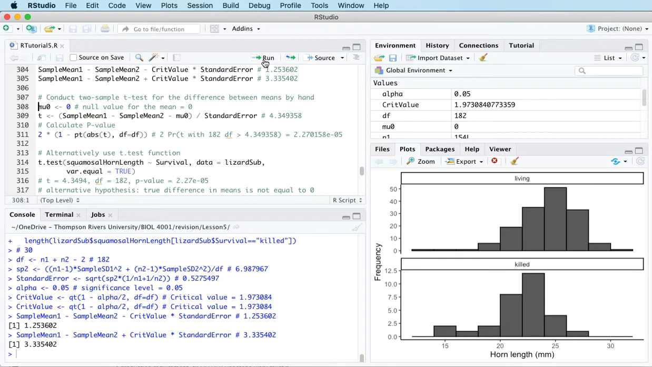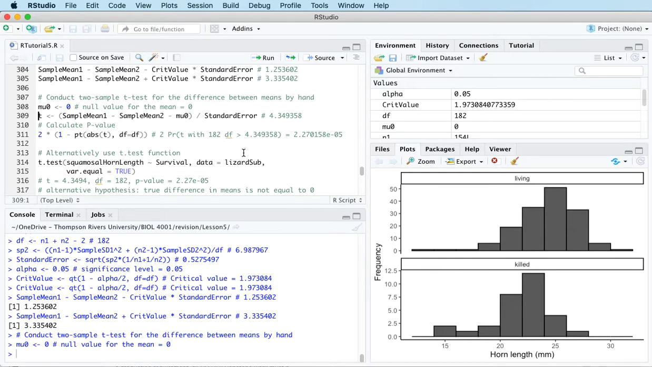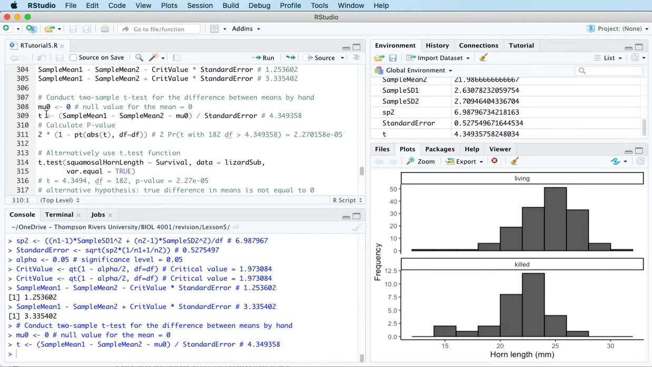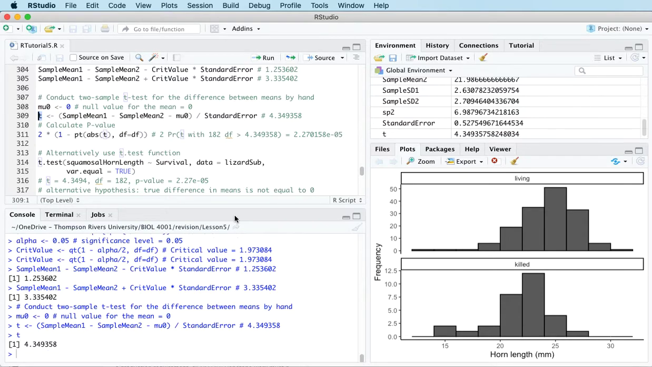So that's step one. Step two is to calculate the test statistic. So to do that, we're going to specify the null value for the mean difference. So that's 0 in this case. And then the test statistic formula is given by the difference in the sample means, subtract the null hypothesized value, divided by the standard error. So we'll do that calculation, and we get a test statistic of 4.35.